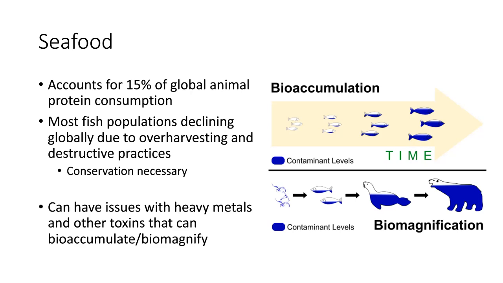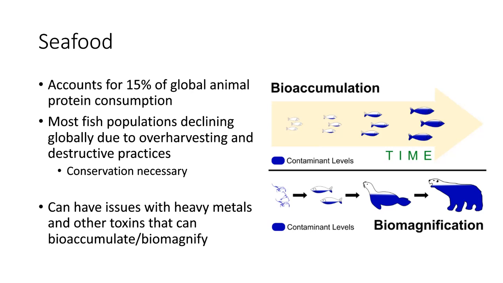But with seafood, one thing to mention is that seafood, more than a lot of the other types of meat, has the ability to bioaccumulate. And with this, we're looking at things like heavy metals and other toxins that are going to be in that water. And it's going to have the ability to bioaccumulate, which is essentially just build up in those organisms over time.